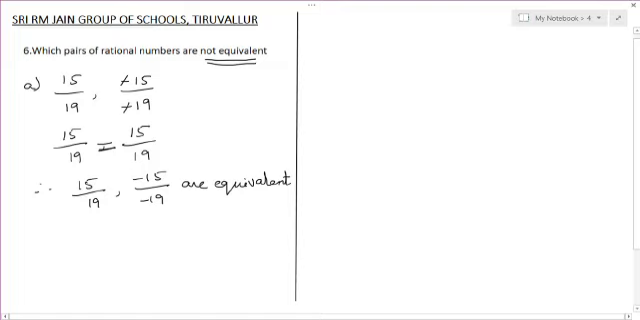Let me do second sum, B sum. 28 divided by minus 49, comma, minus 4 divided by 7. Here in the first rational number you can see the common factor as 7. So when I divide this with 7, 7 4s are 28 and 7 7s are 49, which is equal to minus 4 by 7. So 4 by minus 7 equals minus 4 by 7.